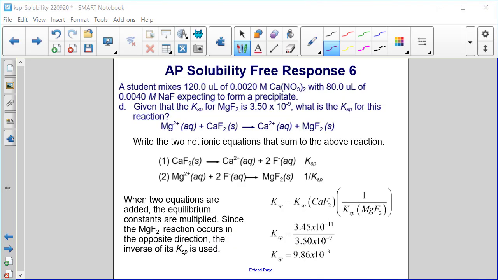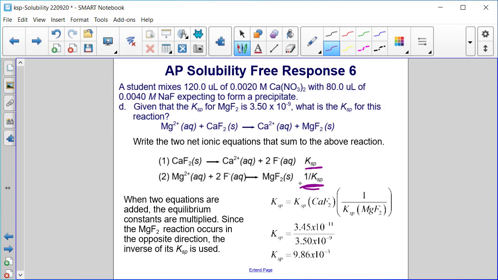D, given that the Ksp for magnesium fluoride is 3.5 times 10 to the minus 9, what is the Ksp for the reaction given? Magnesium 2 plus calcium fluoride produces calcium 2 plus magnesium fluoride. Let's write the 2 net ionic equations that sum to the above reaction. The first is calcium fluoride dissociating into its ions, calcium and fluoride. We have a Ksp for that already that we've calculated. And the second is the magnesium ions plus the fluoride ions producing solid magnesium fluoride. This would be the inverse of the Ksp for magnesium fluoride, the reverse of how we write a Ksp.